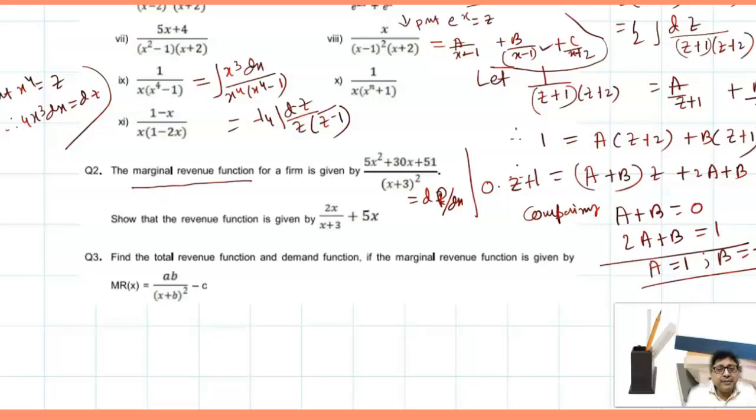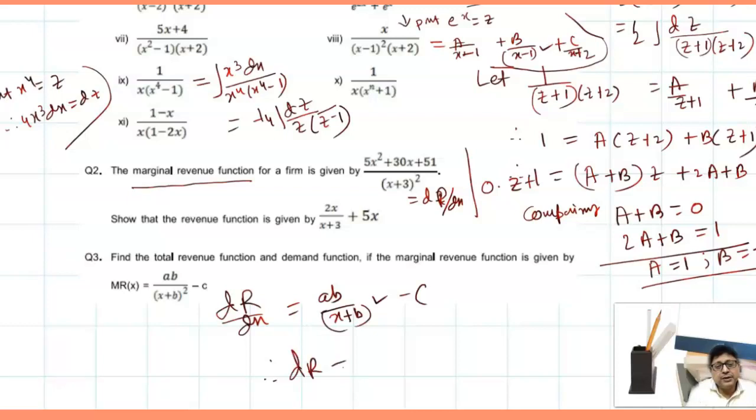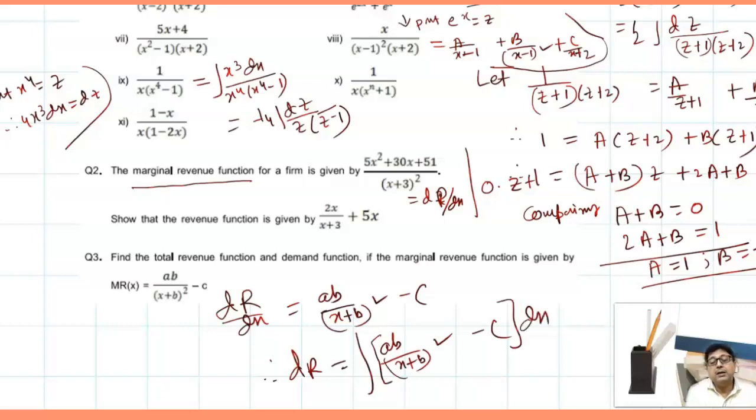Similarly, another one: given the revenue function like this, find the total revenue function. This I can show you. dr by dx is given as ab by (x plus b) whole square minus c. Therefore, dr will be what? [ab by (x plus b) whole square minus c] dx. Okay, now you can integrate this thing easily.